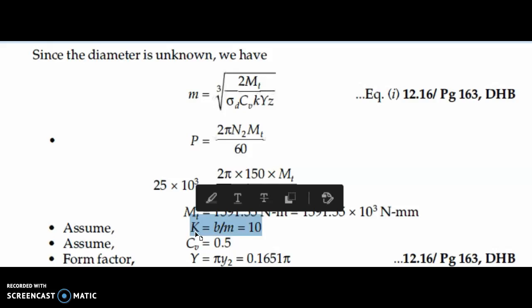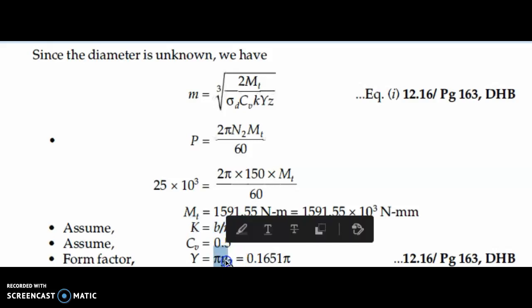So here our problem is related to spur gear only. So we can take the value k is equal to 10 and assume Cv is equal to 0.5. It is also not given in our question. Now we can assume the value 0.5, then the form factor that we can find out, because we already calculated the value of y2. Then we can multiply that y2 with pi, then we will get the value of form factor y.